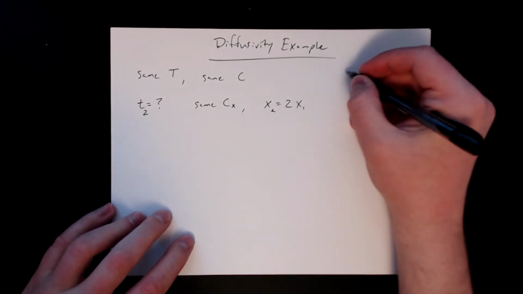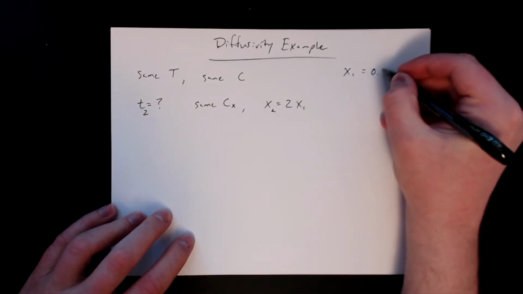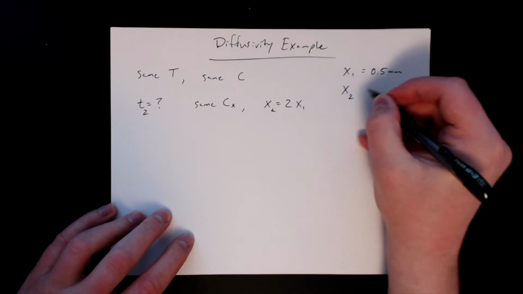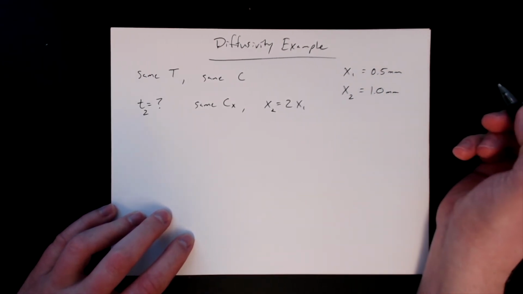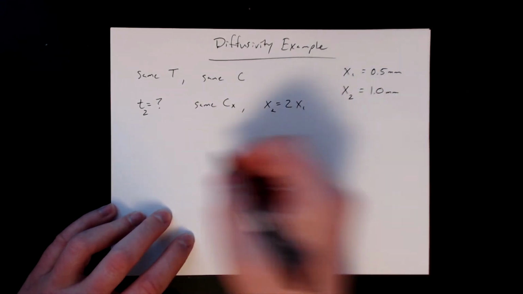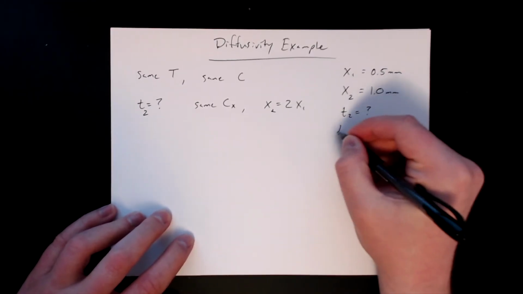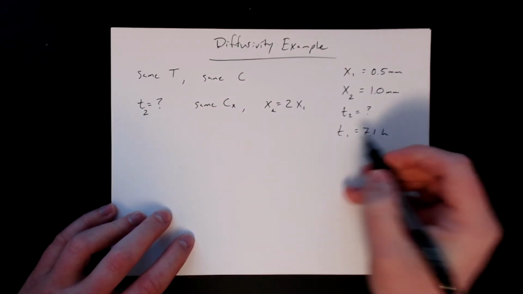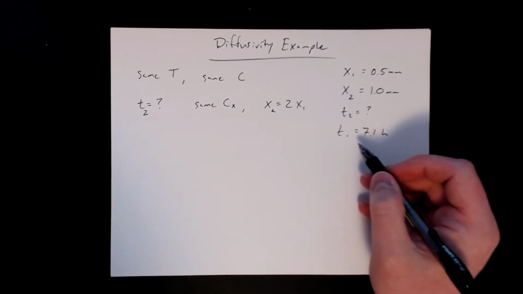All right, so x1, so this is the depth from the first question, was 0.5 millimeters. And if we have double, that means we're talking about 1 millimeter, right? We don't know T2, right? We're trying to figure out what T2 is, but we knew that T1 was 7.1 hours. This is the answer to that question. So if you don't know where that comes from, go back and look at that module.